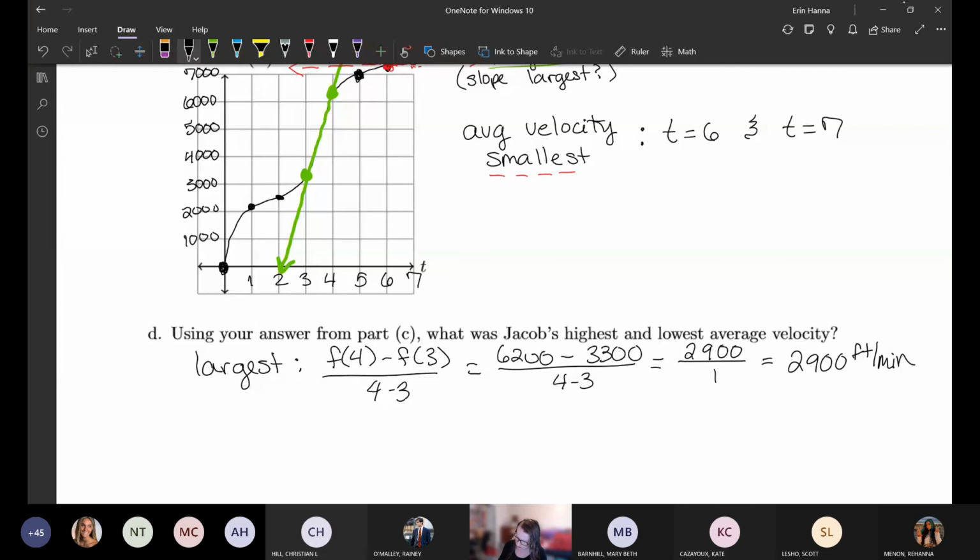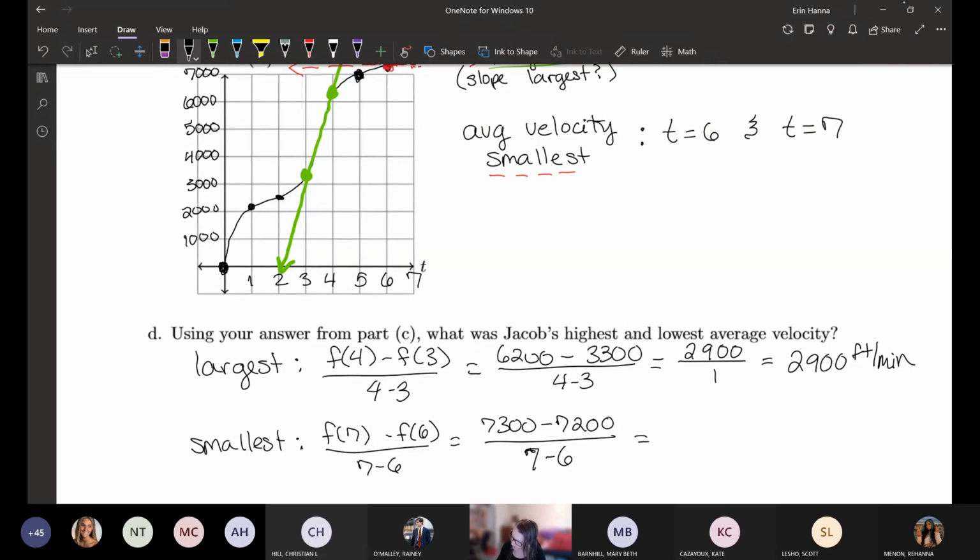And then the smallest, I kind of already pointed out, was f of 7 minus f of 6 all over 7 minus 6. So it was the 7,300 minus 7,200 all over 7 minus 6, which was just a change in 100. So those values were all just pulled off of the table. I just didn't scroll back up to have us look at the table.